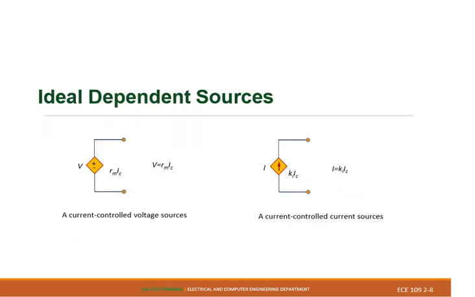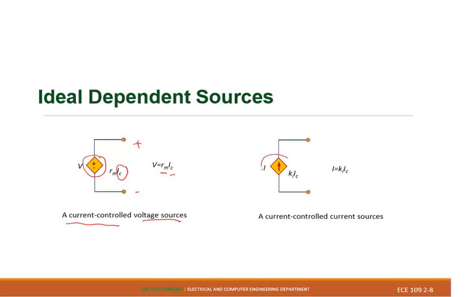Two more. In this case here, we have a voltage source, but it is controlled by a current. That's why it is a current controlled voltage source. Rm is again a coefficient right there. So the plus minus right there, the voltage will be equal to Rm times the IC current.